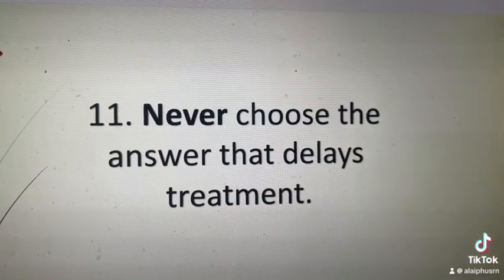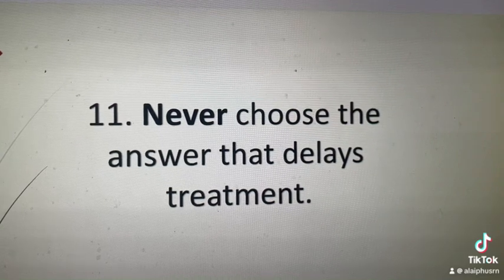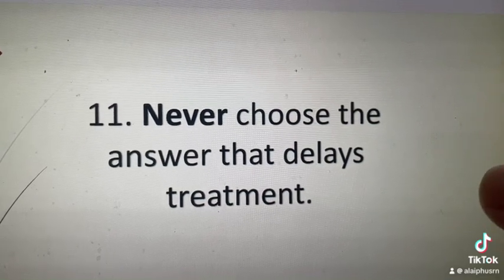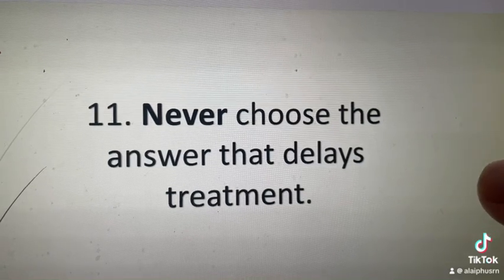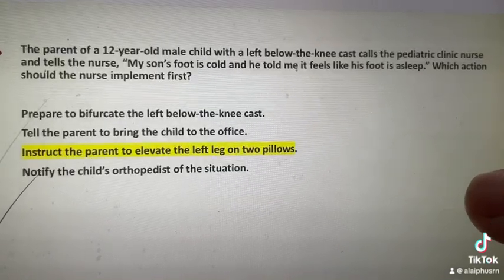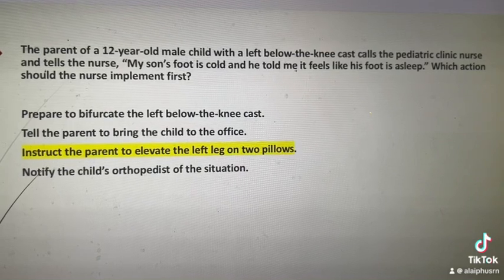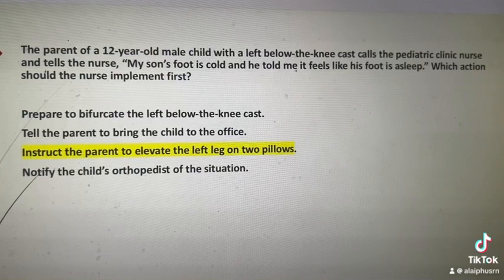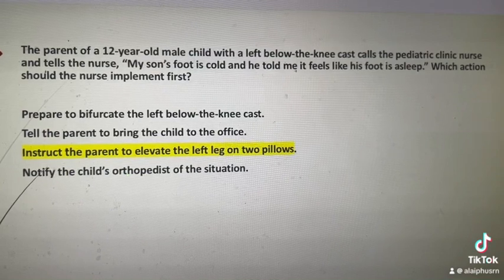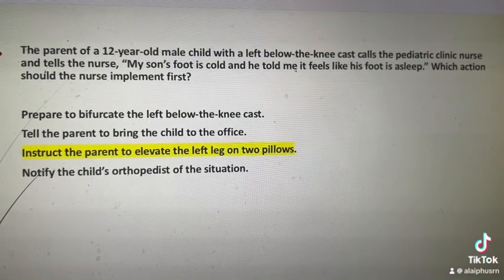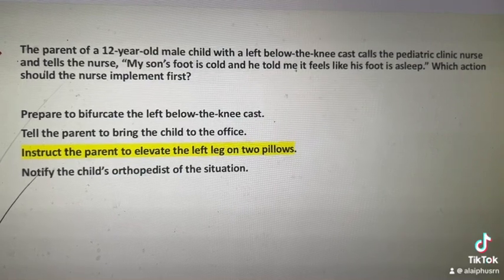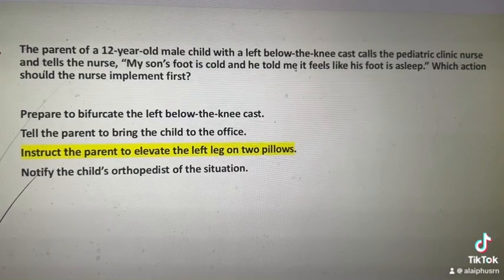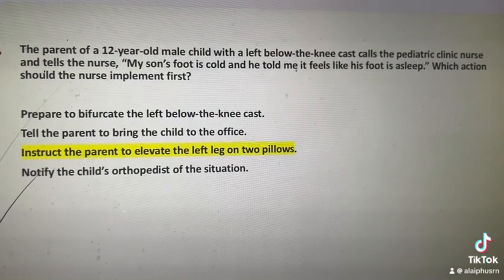With number 11, never choose the answer that delays treatment. Again, number 11, never choose the answer that delays treatment. This would be our multiple choice for today. The parent of a 12-year-old male child with a left below the knee cast calls the pediatric clinic nurse and tells the nurse, "My son's foot is cold and he told me it feels like his foot is asleep." Cold, meaning hypothermia, and his foot is asleep, meaning it's numb. Which action should the nurse implement first?